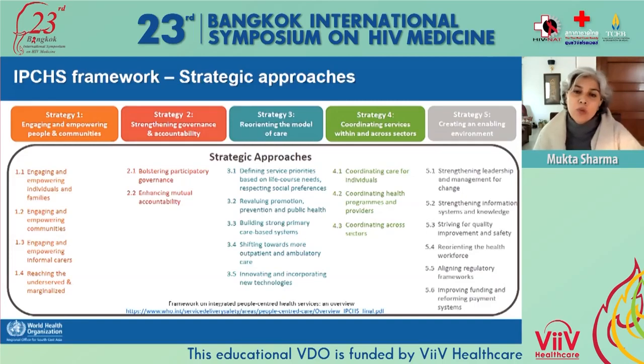A key issue around reorienting the model of care is innovation and incorporating new technology. Specifically here, I'd like to raise the issue of shared electronic medical records as well as digital health tools. This is something which is going to be really important if we are going to be able to provide comprehensive care to individuals. The other area that I wanted to focus on was the enabling environment aspects under Strategy 5.